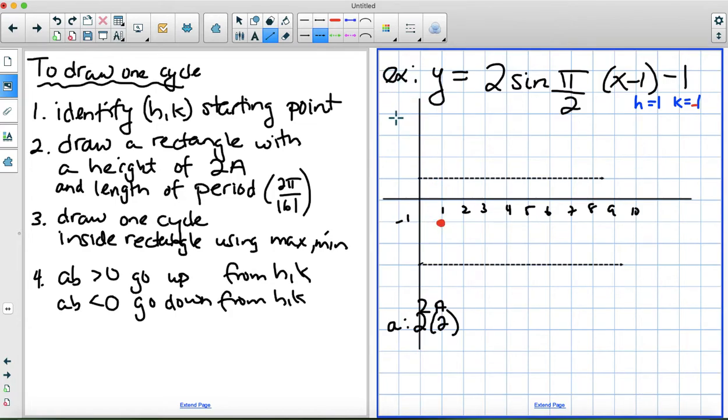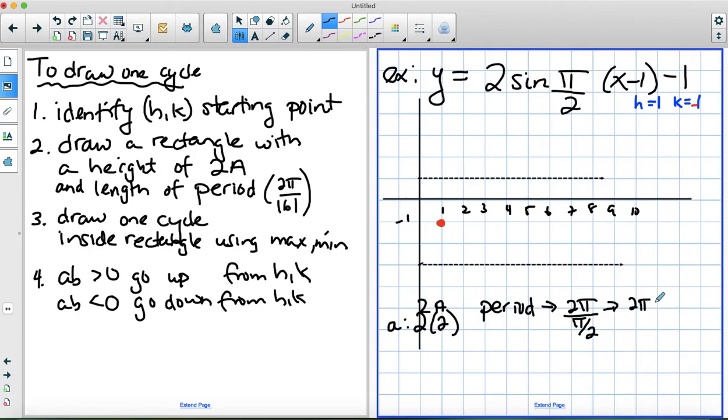Now I need to figure out the length of it. So the length of my graph must be the period. The period is designated by, we said, 2 pi over b, which is going to be 2 pi over pi over 2, which needs to be calculated as the reciprocal of the second fraction. The 2 pi's cancel out and you're left with 4. So now you have your period of 4. That means if you were to start right here, 1, 2, 3, 4, you're going to go to 5. So there's one cycle. Your cycle is going to be within this, and then there'll be another cycle within that.